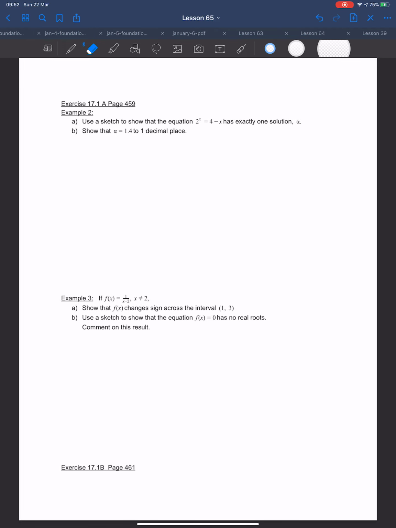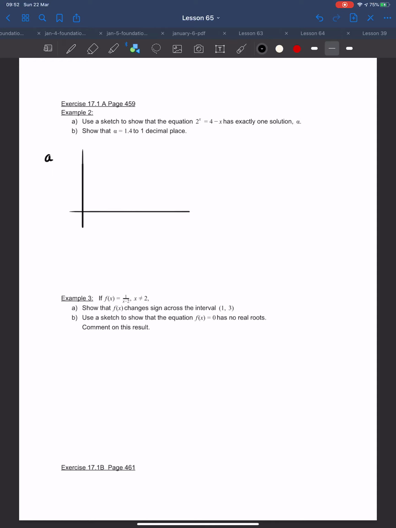Next page at the top here, it tells you there's an exercise to do on page 459. So you can look at that, do some of those. Example 2. Use a sketch to show that the equation 2 to the power x is 4 minus x has exactly one solution, alpha. Show that alpha is 1.4. For this sketch, this is A.